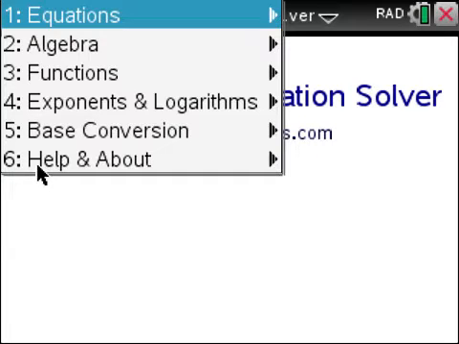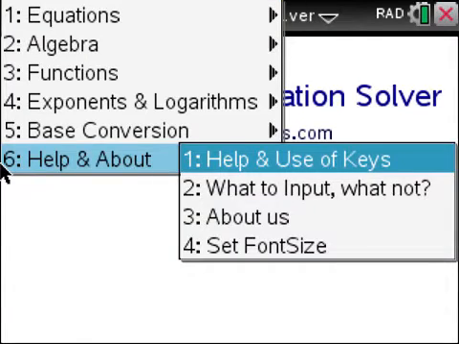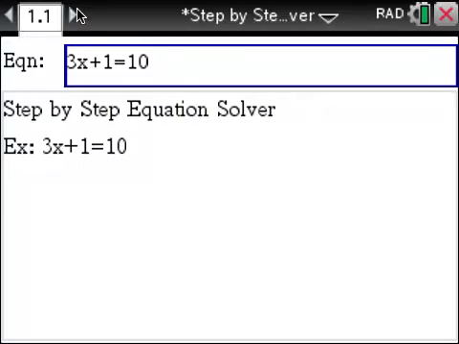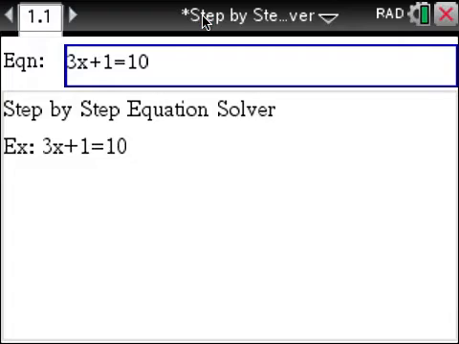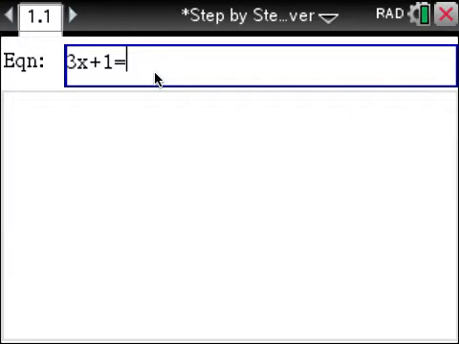Let's get into it. Like our other apps, this app is organized into chapters, like 1, 2, 3, 4, 5, 6, and each is organized into sections, which you see over here in our Help and About section. Let's start with equations. I believe this was the step-by-step equation solver. So, if you are confused on how to solve an equation, plug it in.